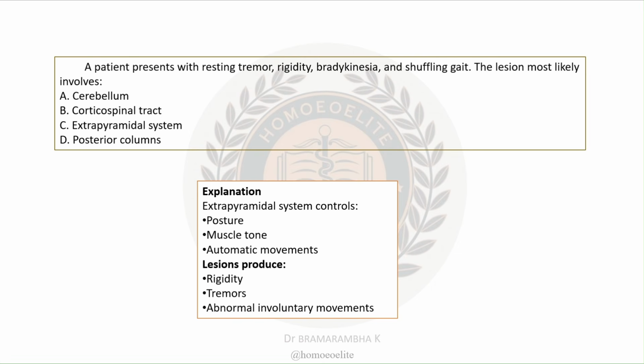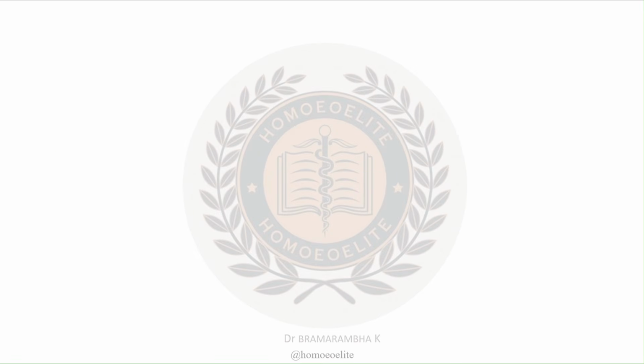In the previous MCQ, we also saw what the posterior columns are related to, and what the corticospinal tract is related to. So the motor system is not affected here. It's more to do with the extrapyramidal system. So the answer is extrapyramidal system.